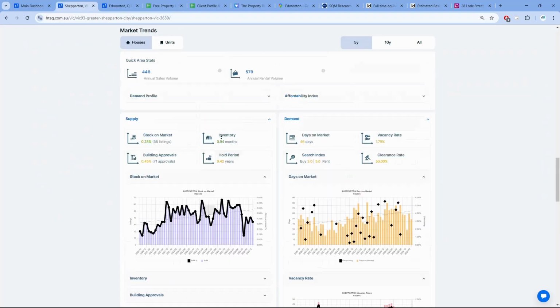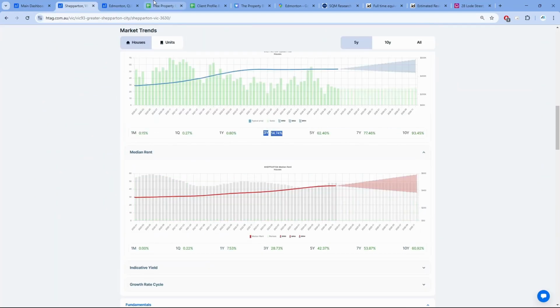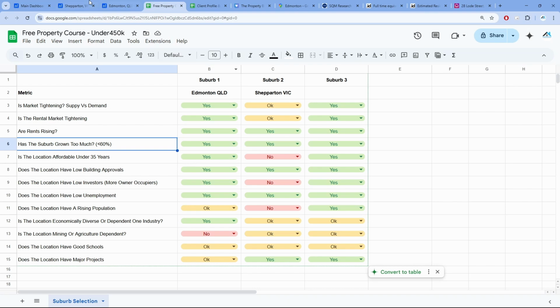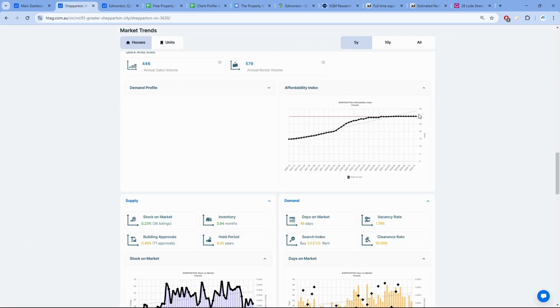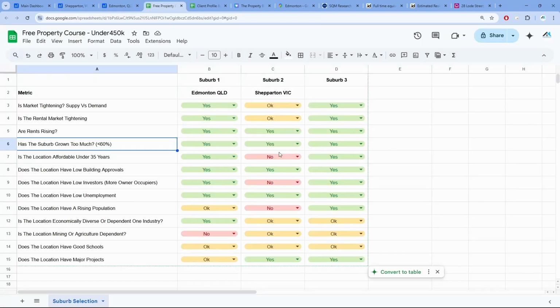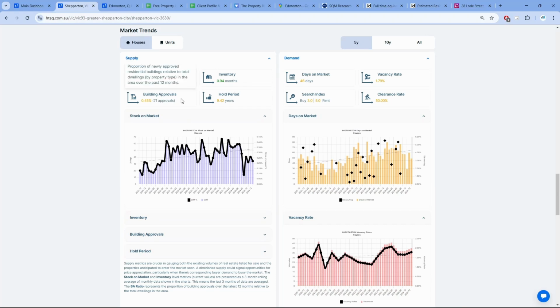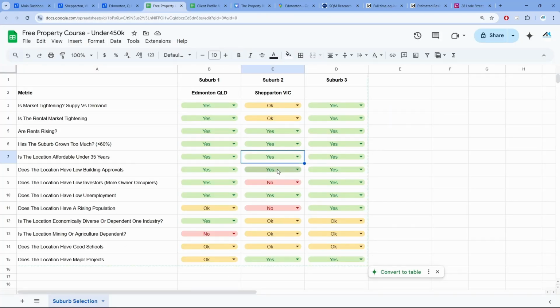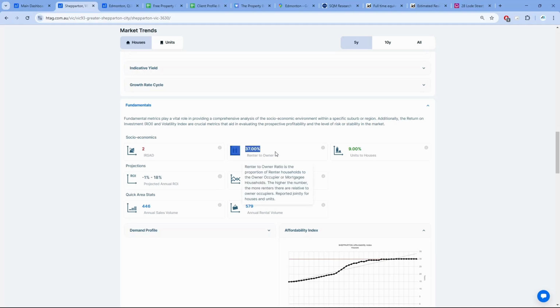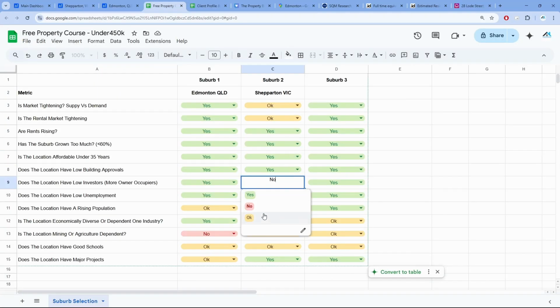Yes. Has a suburb grown too much? Let's have a look. 14%? Absolutely not. So I'm going to put yes. Is the location affordable? Under 35 years? So I'm going to put yes on this. Does the location have low building approvals? 0.45%, 71 approvals. That's a big tick for me. That's yes. Rented to owner occupier ratio, it's about 37%, so not under my 35% mark. So I'm going to put that's okay, right? It's not great. It's not bad either.